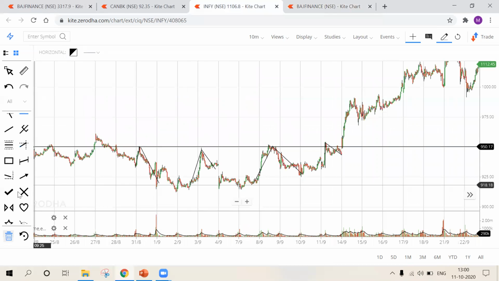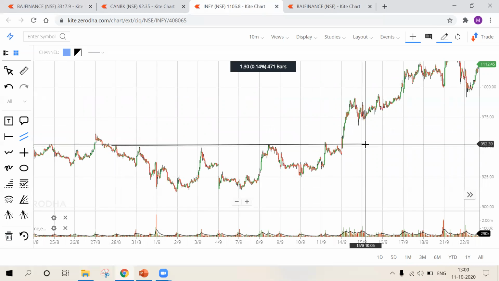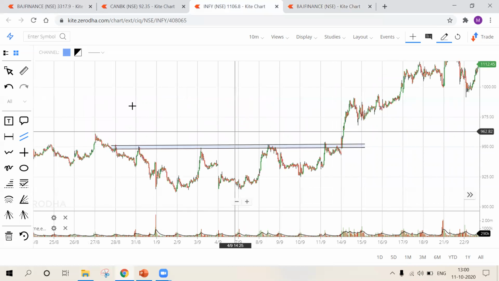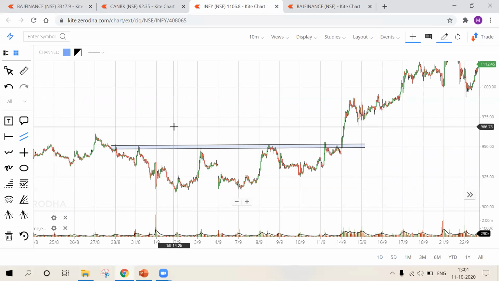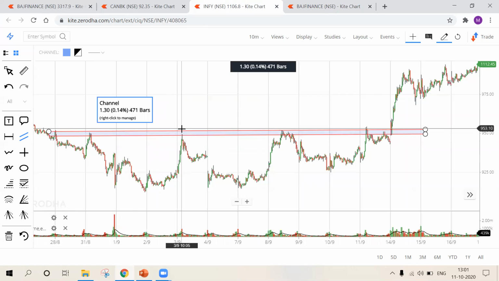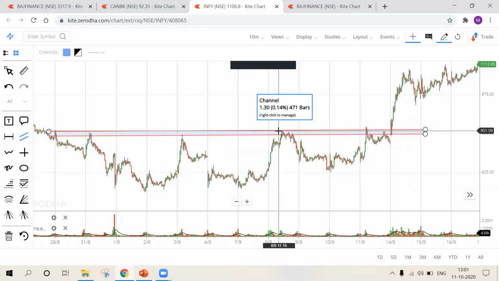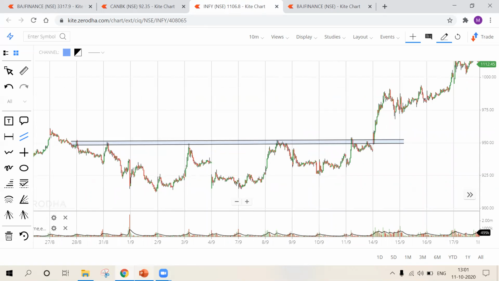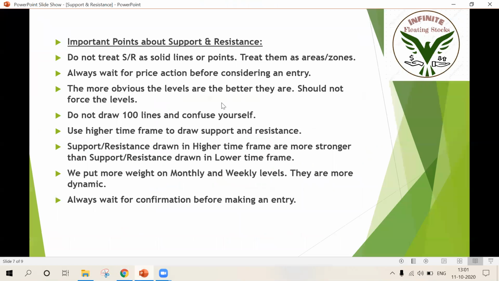All right. I'm going to delete all these things. Yes. This is how you should be drawing resistance, because like I told you, you should not read them as definite lines or points. You need to treat them as zones or areas. This is a zone where price got rejected once, price got rejected twice, and this is an area where price got rejected thrice. Okay, so that's how you should be treating them. You should be treating them as areas or zones instead of treating them as points or lines.